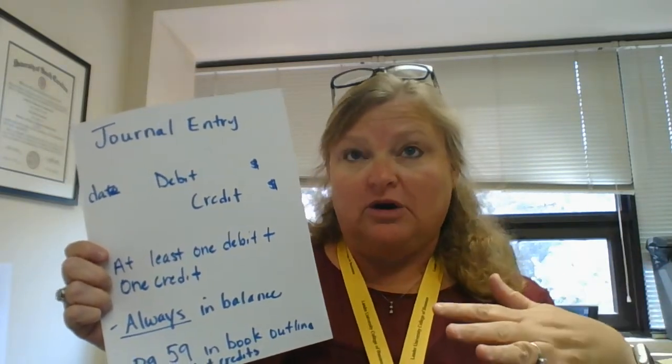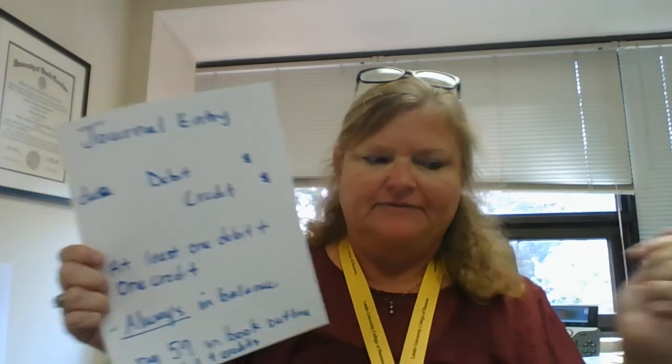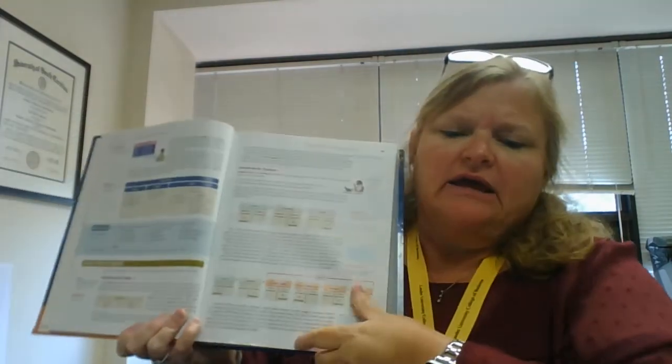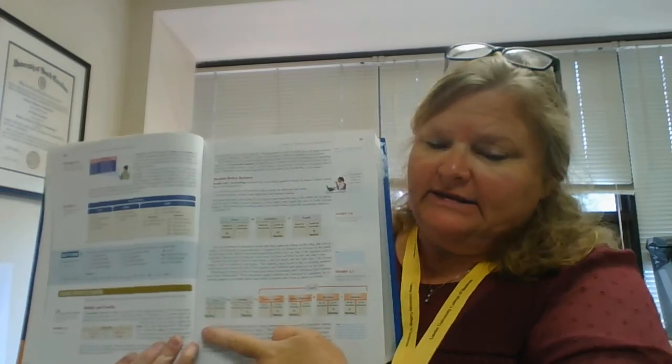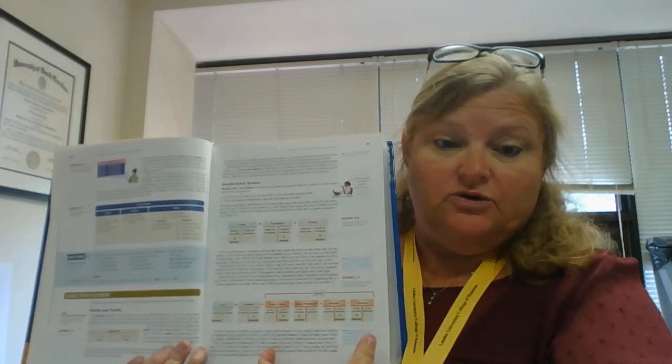And if you look at page 59 in your book, it outlines what increases with a debit and what increases with a credit, and vice versa. This is page 59 of your book. It is very helpful. It outlines assets equals liabilities plus owner's equity.